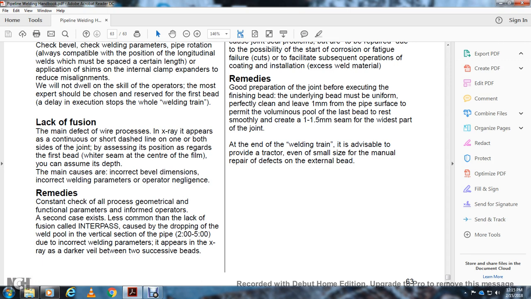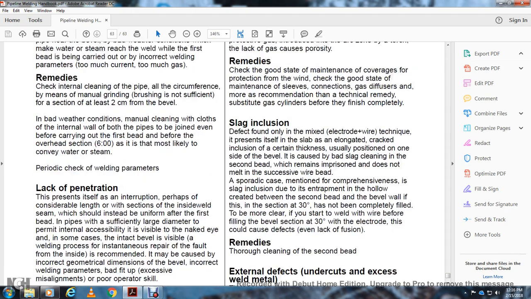The second case, less common than lack of fusion, is called interpass, caused by the dropping of the welding pool on the vertical section of the pipe at 2 to 5 degrees, 5 p.m. The direct cause is incorrect welding parameters, which appear on the X-ray as a dark line in the bevel between the two successive beads.